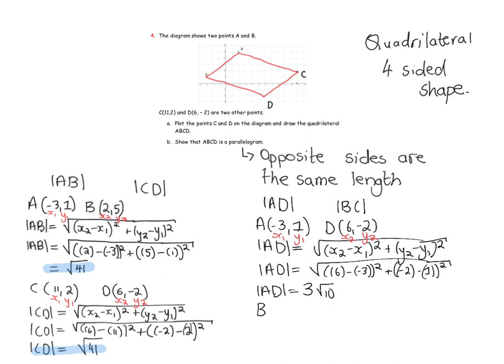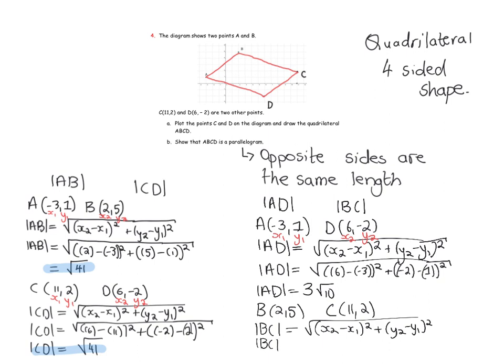So B is (2, 5), and C is (11, 2). So we need to find the length of BC. We're going to use the formula from the Formula and Tables booklet: the square root of (x2 minus x1) squared plus (y2 minus y1) squared.